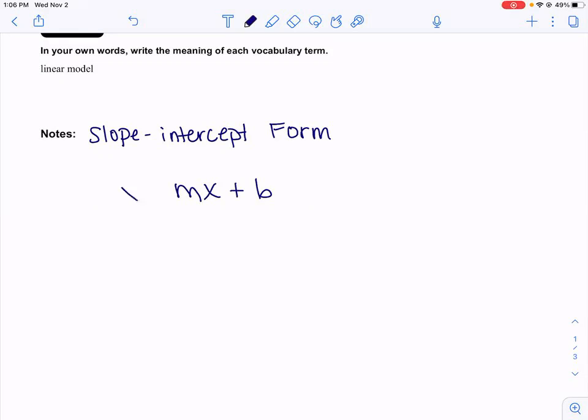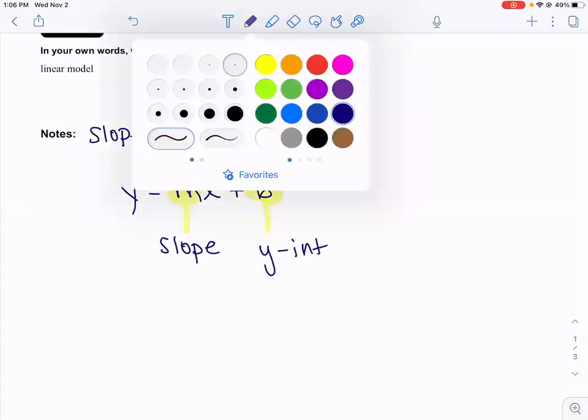Oh, y equals. Is he right? Is that what that is? Getting a couple people shaking their heads. Okay. What does the m stand for? The m is our slope. And what is the b? It's our y-intercept. Okay.